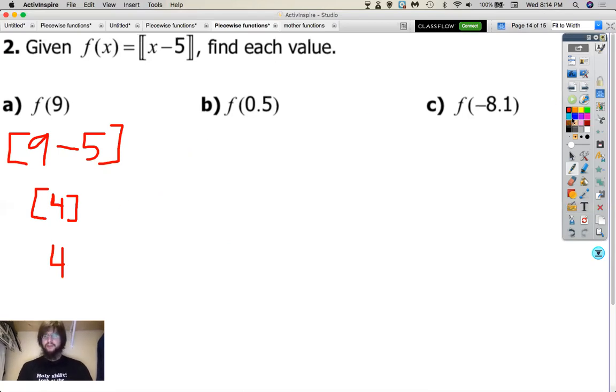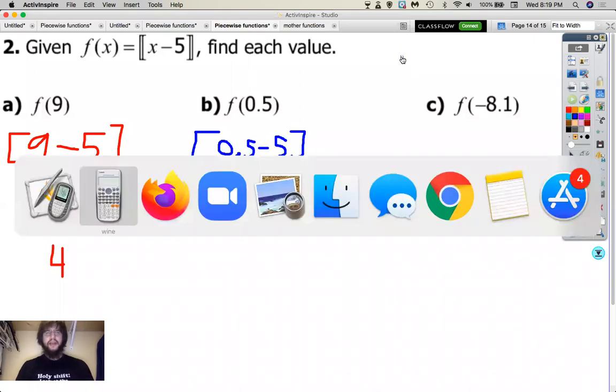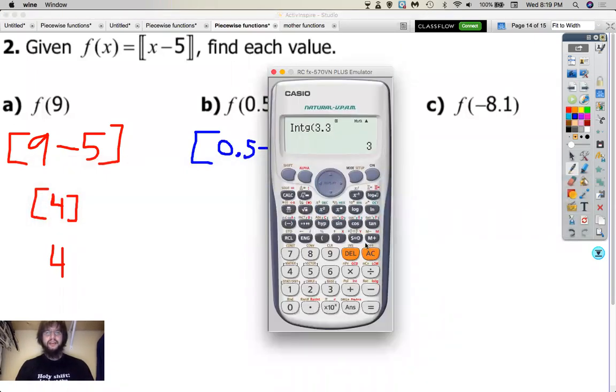Okay, here we go. Next problem. The greatest integer of 0.5 minus 5. Use a calculator if you must. Oh, hey, I don't even know if this is on the calculator. It might be. I'll pause the video and look for it. Be right back. And I found it. Yep. The Casio FX-115ES Plus does indeed have it. It's that IntG button, not the Int button. So if you do alpha, the minus sign, you get IntG.